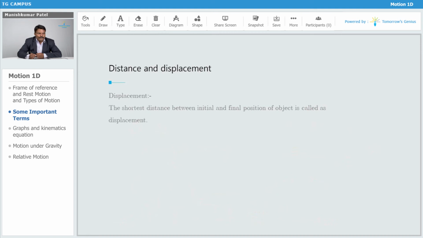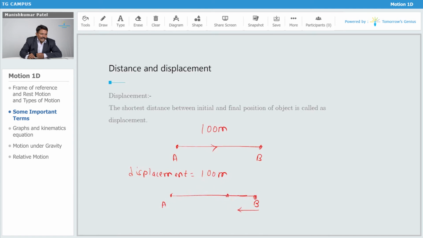Now the displacement. The displacement is the shortest distance between the initial and final position. In the same example, I left from A and reached point B. So what is the displacement? For this case, the displacement is obviously 100 meters. In the next case, I left from A, reached point B, then left B and reached point C, which is at 20 meters. So what is the shortest distance now? Definitely this total is 100 meters.